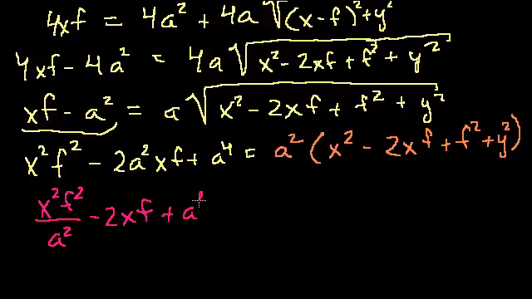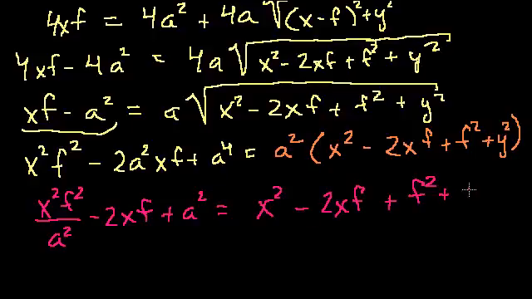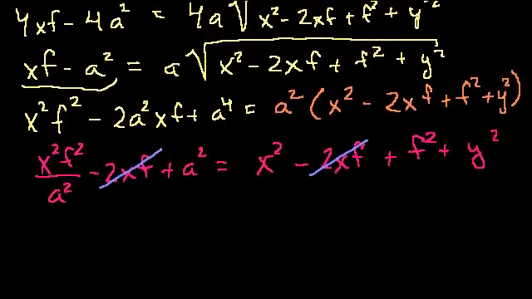Well, that's just a squared. So a squared is equal to x squared minus 2xf plus f squared plus y squared. Well, good. There's something to cancel out. There's a minus 2xf on both sides of this equation. So let's cancel that out. Simplify our situation a little bit.